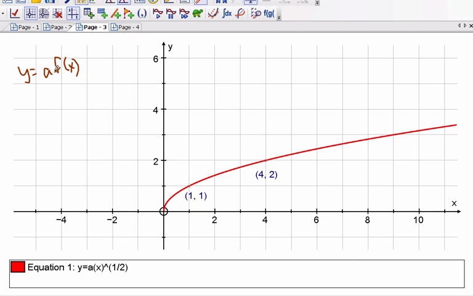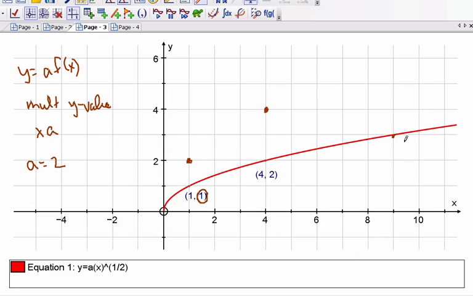And I'm going to take this a value. It's outside the function, so I'm going to multiply the y value by a factor a. So if I'm going to make a, let's say, 2, well, I'm going to take the y value and multiply by 2. 1 times 2 is 2. 2 times 2 is 4.